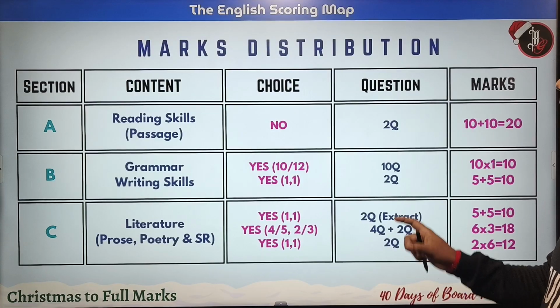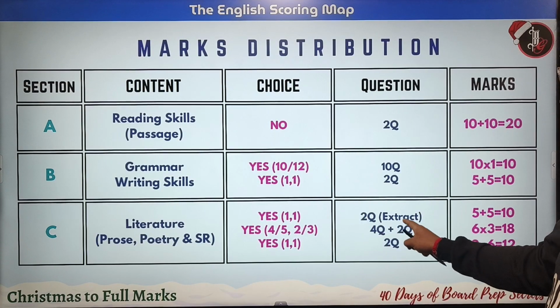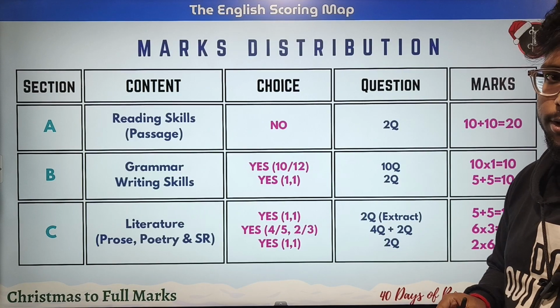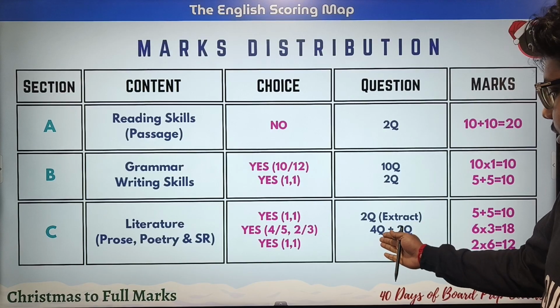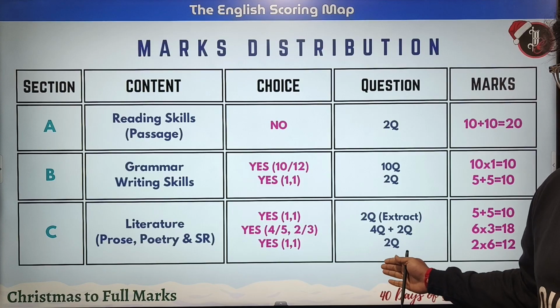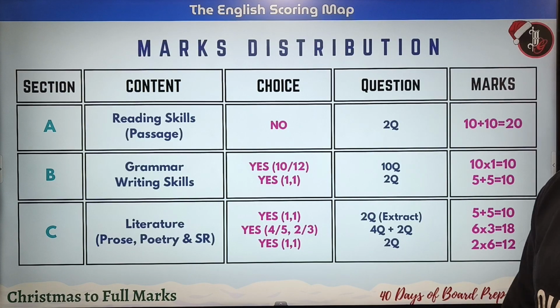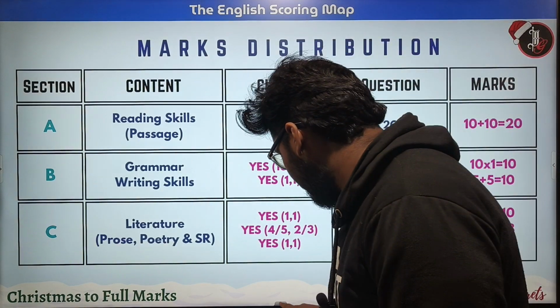And now let's see the questions. What will the question pattern actually be? From the prose, we are getting 2 extract based questions. Then we are getting 4 questions. And we are getting 2 more questions along with another 2 questions which will be of 6 marks. Okay, so I hope we are done with this section. Let's move on to the next section.